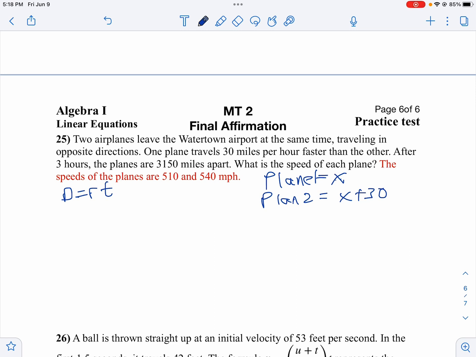Now, the important thing here is they're going in opposite directions, aren't they? Since they're going in opposite directions, we have plane 1 going this way, plane 2 going this way, and then the total distance is 3150. So I'm going to write an expression for plane 1. Its distance is going to equal its speed, which is x, times the time, which is 3. I'll write that as 3x. And that's for plane 1.